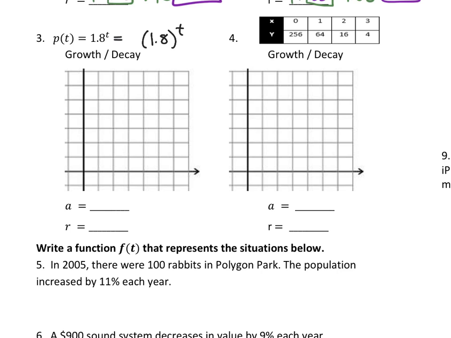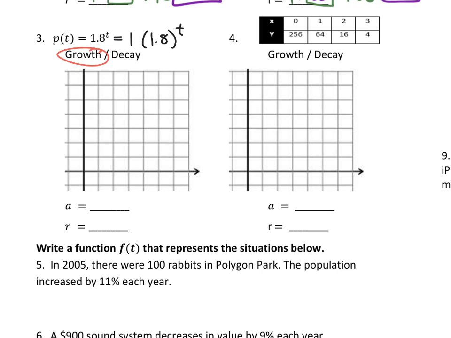What's my A value here? 1. How do you know it's 1? Because it's invisible. If I left you here, would you be able to attempt this one for me? All right, you got it. Based on the formula that you see, 1 times 1.8 to the T, is this growth or decay? Growth. This is a growth equation because that B value is bigger than 1.